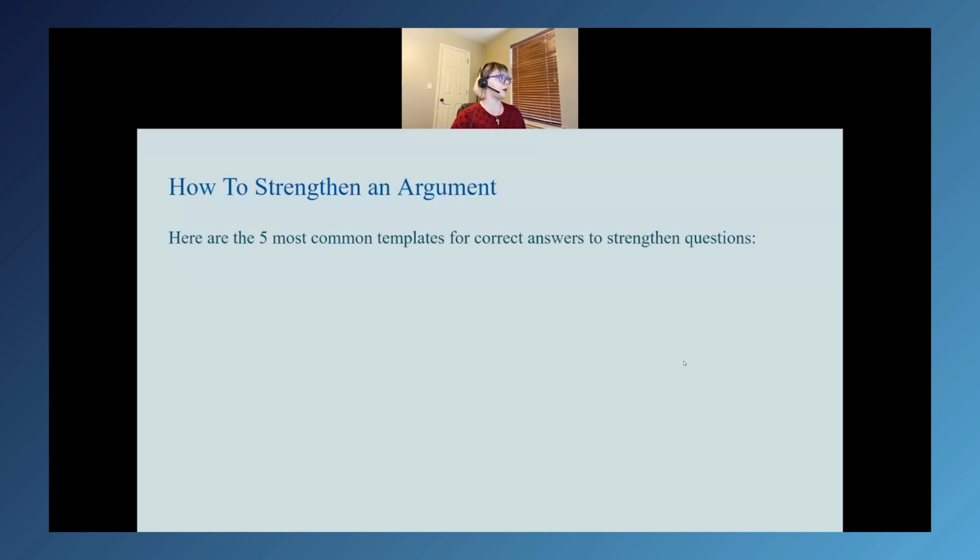So, here are the 5 most common templates for correct answers to strengthen questions. The first is to explicitly state an assumption that the argument relies on. A lot of times students ask what the difference is. Here is the difference. A correct answer in an assumption question can be a correct answer in a strengthen question. All correct answers on assumption questions do strengthen the argument, but not all strengthen answers are necessarily a necessary assumption. So, kind of a square rectangle thing there.